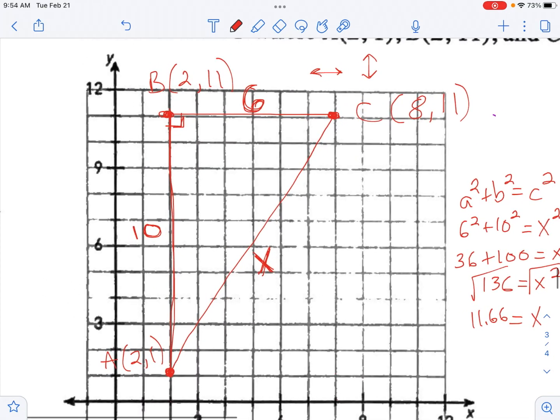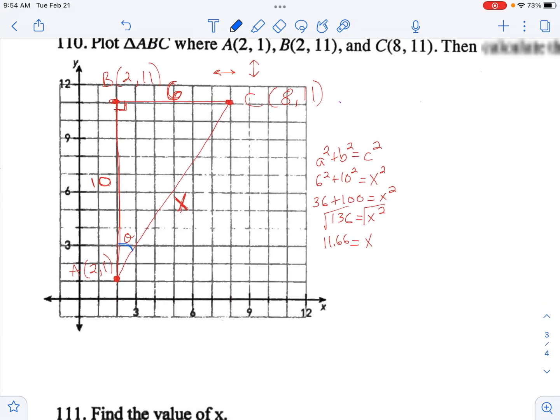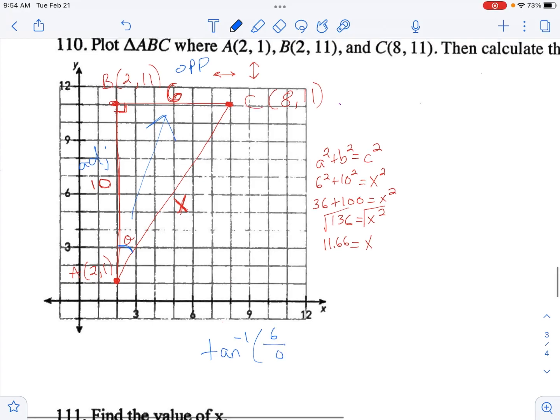We need to know the measure of angle A, which is down here. So we want to know the measure of this angle. So what we can do is we can use an inverse trig formula to do that. So the 6 would be our leg, that's the opposite. And then the 10 would be our adjacent side. So that means we're going to want to use tangent inverse. So we would say the tangent inverse, the opposite over the adjacent, and we would plug that into our calculator.